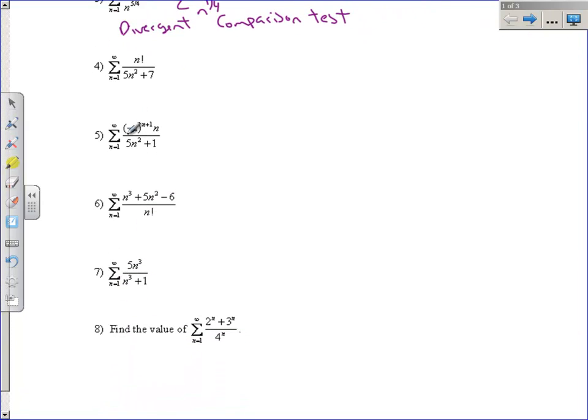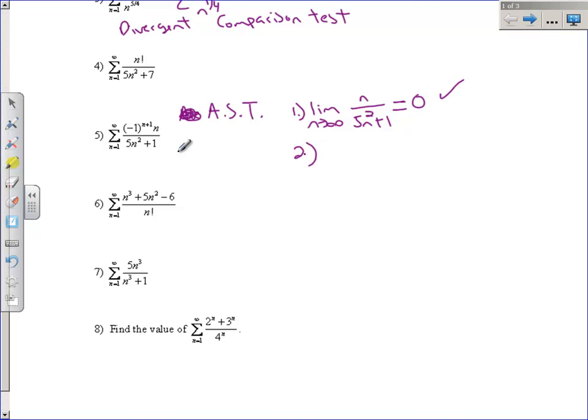Here I've got a -1 to the n plus 1, so I know I'm dealing with an alternating series. Let's see if I can spell that correctly. We're just going to do A.C.T., alternating series test. So there's two things I'm going to look for. Number one, what's the limit as n approaches infinity of your sequence? And here I've got n over 5n squared plus 1, and this is a bottom-heavy fraction. And so that limit as n goes to infinity is 0. So check, we got that first one down.